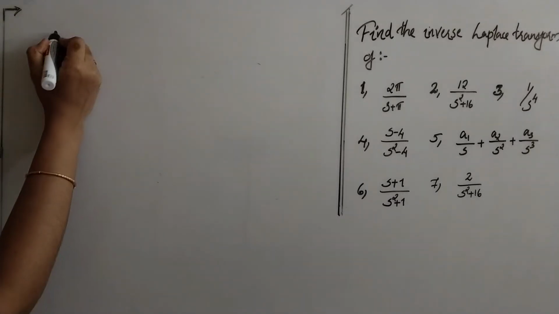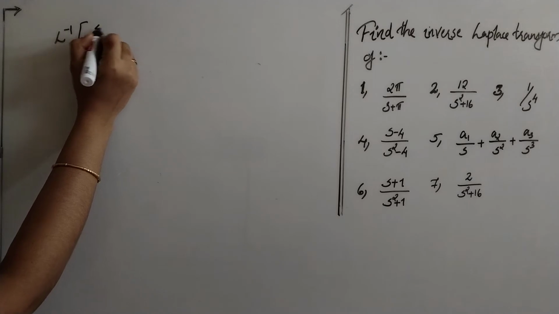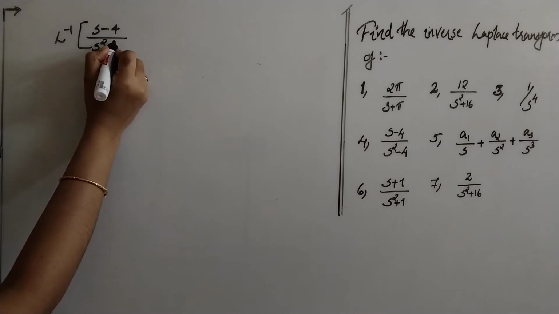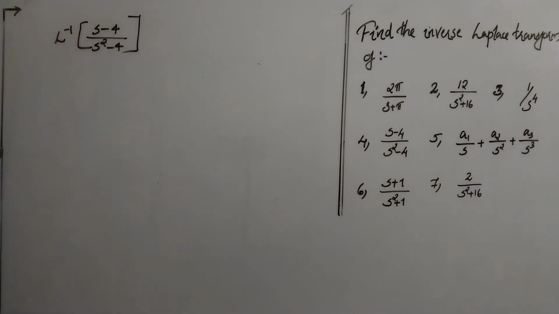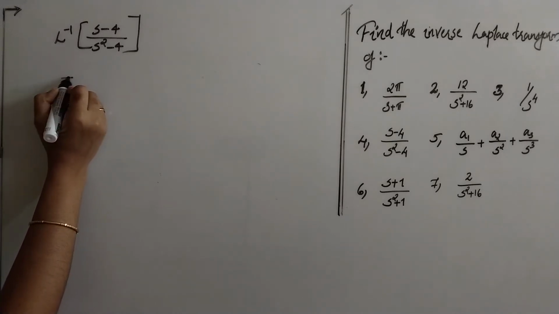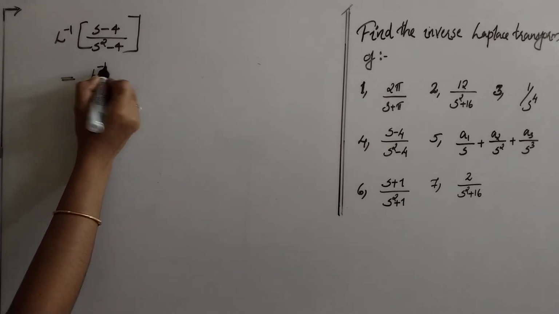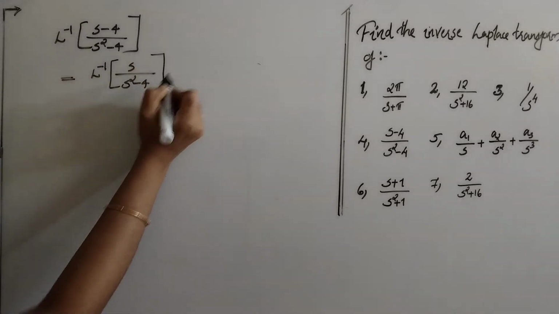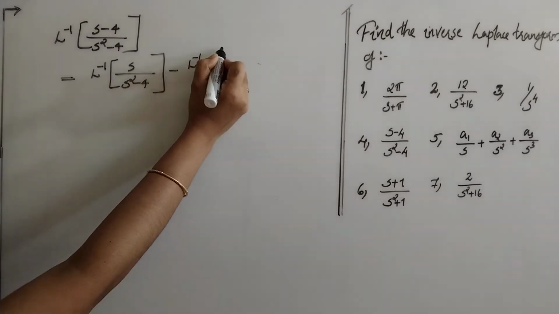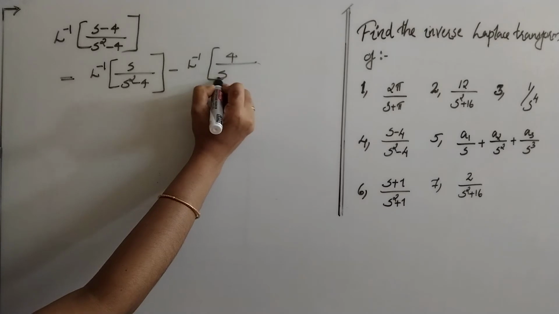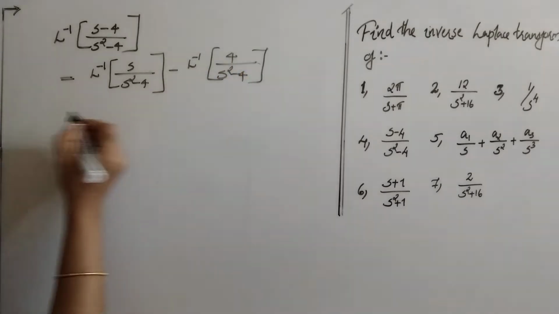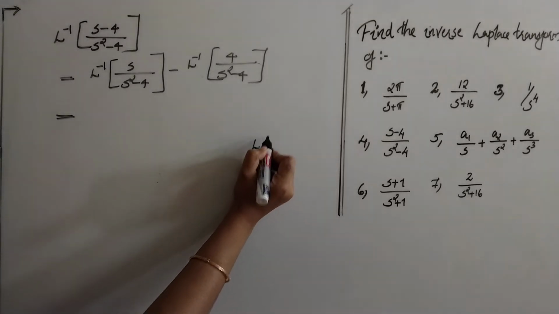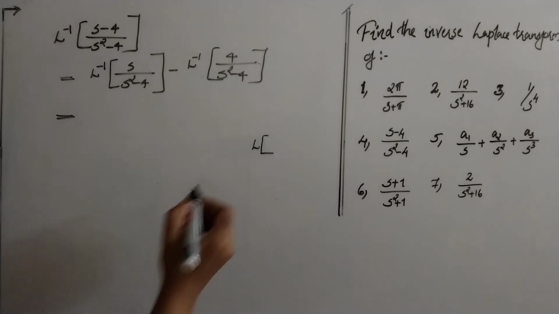Next one is inverse Laplace transform of s minus 4 divided by s square minus 4. We have the linearity theorem. So this can be written as L inverse of s divided by s square minus 4 minus L inverse of 4 divided by s square minus 4. Now Laplace transform of cos h at is what?